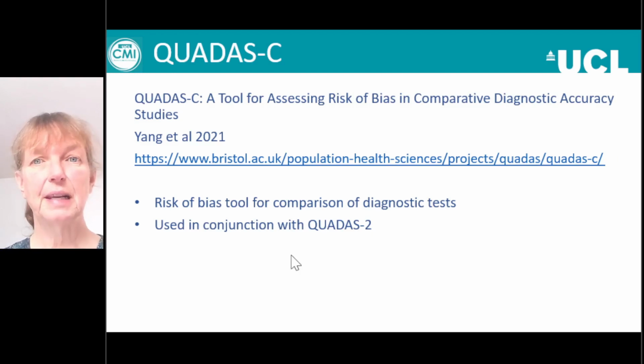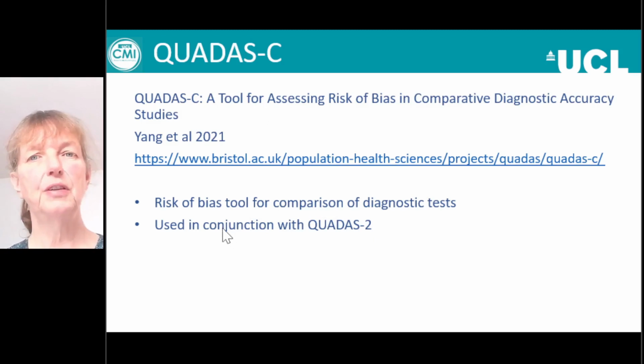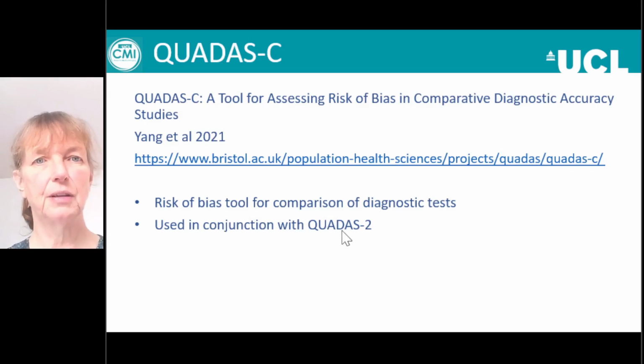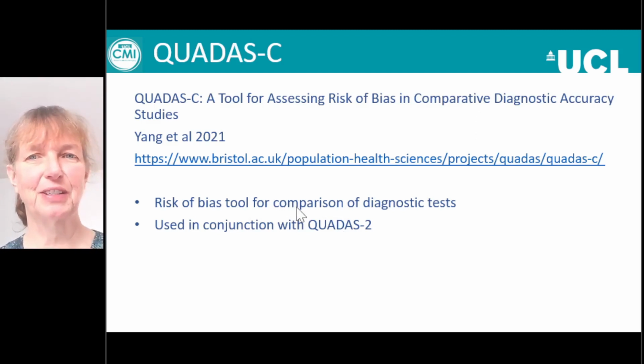And more recently, in 2021, there's QUADAS-C, which is a tool used in conjunction with QUADAS-2, so you use the two at the same time. This is for risk of bias for comparing diagnostic tests. Again, you can pick it up on the Bristol University website here.